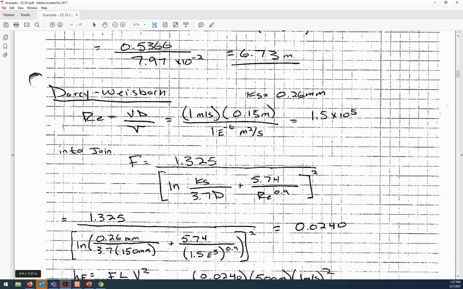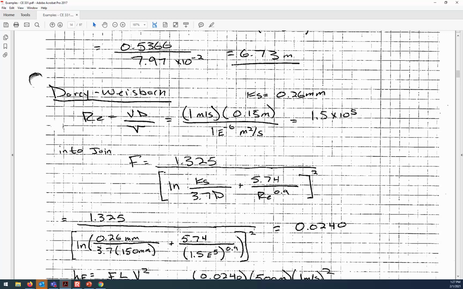So we put the relative roughness term together, and remember that you need to have the same units for the equivalent sand roughness, K sub s, as you do for the pipe diameter. One of the common errors that I see from time to time is that someone would have 0.26 as the K sub s, but then they would say 0.15 for the diameter, and then they'd end up with mixed units. It should be a ratio where the units are consistent.